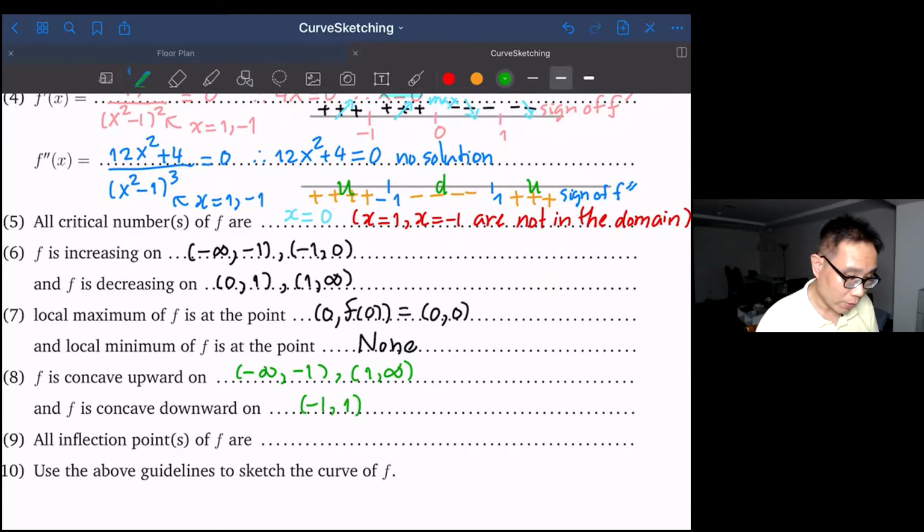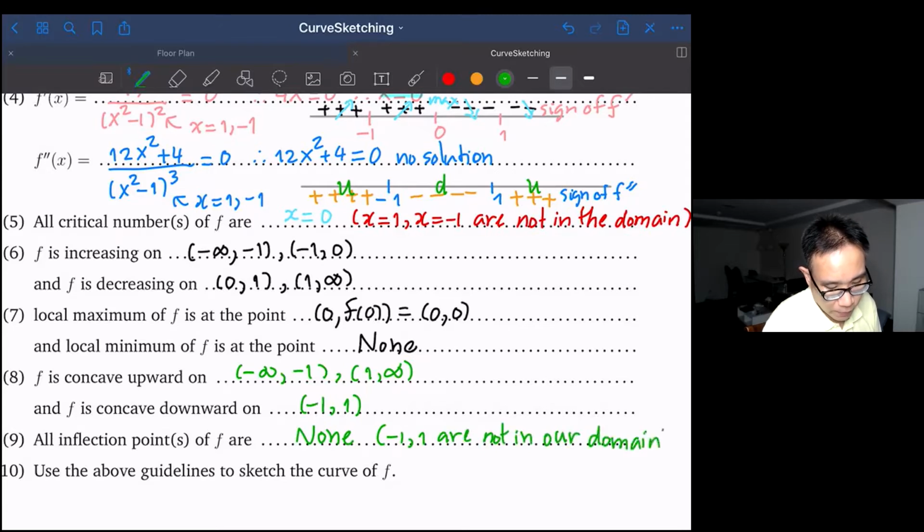And the inflection point will be the point where the concavity changes from up to down and down to up. However, you may think that this one and this one will be your inflection points. However, it turns out they are not in our domain. So in this case, I'm going to say none. Okay, negative 1 and 1 are not in our domain. Okay, so that's the reason.